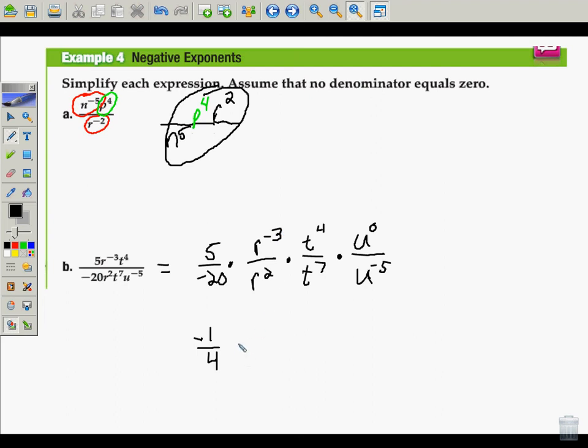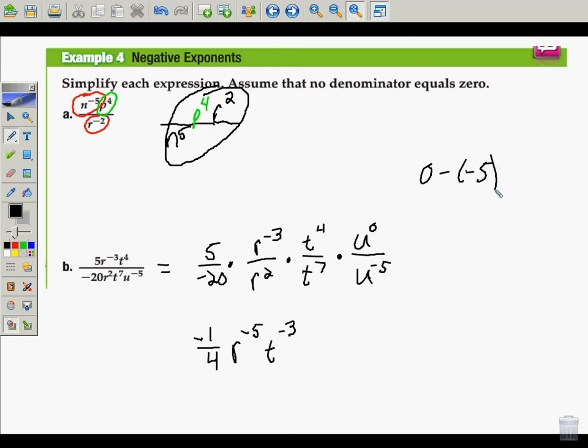Then I have t to the 4th divided by t to the 7th. When you divide, you subtract exponents. So I get t raised to the 4 minus 7, which would be t raised to the negative 3. And then I have u to the 0 divided by u to the negative 5. 0 minus negative 5. Remember, when you subtract a negative, it's like adding a positive. So 0 minus negative 5 is the same thing as 0 plus 5. So we get u raised to the 5th power.